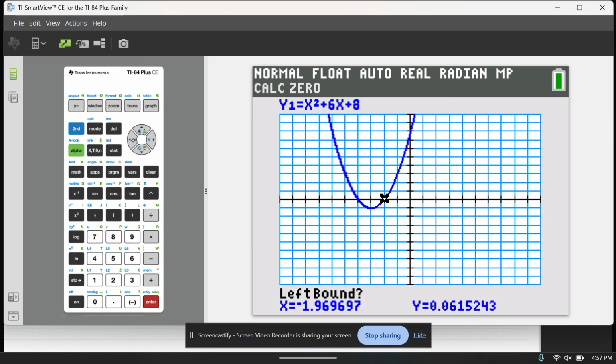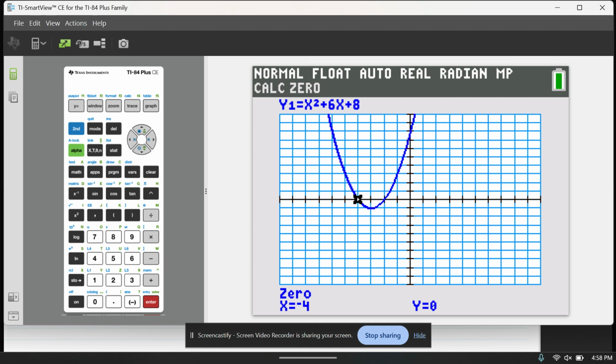So it wants a left bound. So I'm going to go to the left of the one furthest to the left. I'm to the left of it. Doesn't have to be too far. Just make sure you're to the left of it. Hit enter. And then a right bound. I'm going to go to the right of it. But I don't want to go too far on this one because I don't want to cross the other spot where it hits the x-axis. So I want to stop down there close to the vertex. Hit enter. And then on the guess, I just move back a little bit to the middle and hit enter. -4, 0. That's the x-intercept. So using the calculator, we could find that x-intercept.